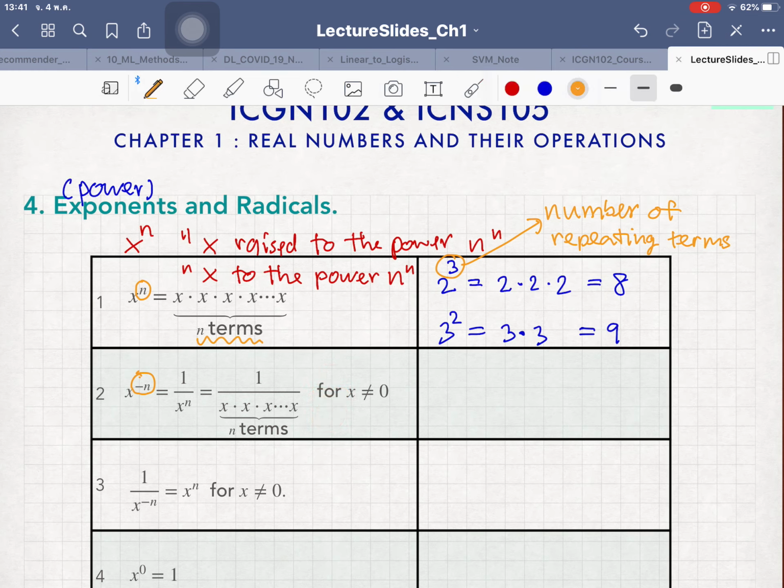I can give you some examples. Where you have 2 to the power minus 3, or negative 3, here you just flip upside down to get the reciprocal. You take it to be 1 over 2 to the power 3. So in this case, you're going to get 1 over 2 times 2 times 2. You have 3 repeating terms of 2. So you're going to get 1 over 8 to be the result.